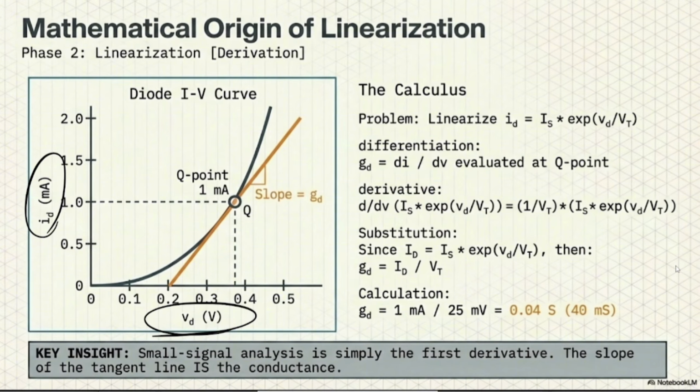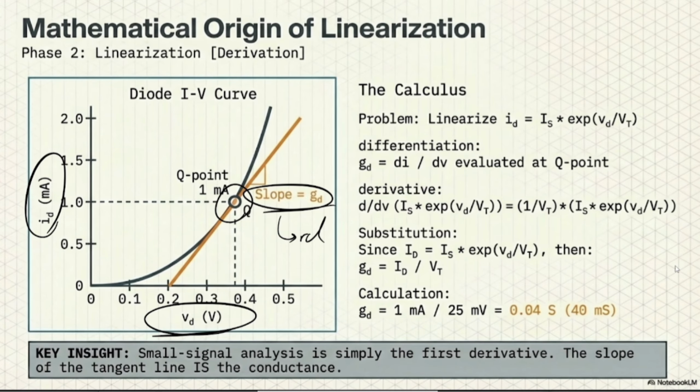But you guys remember, we found the bias point, and this bias point is going to help us. By finding the slope at this bias point, we have the GD, or we can use it to find the RD itself. So let's talk about some calculus.